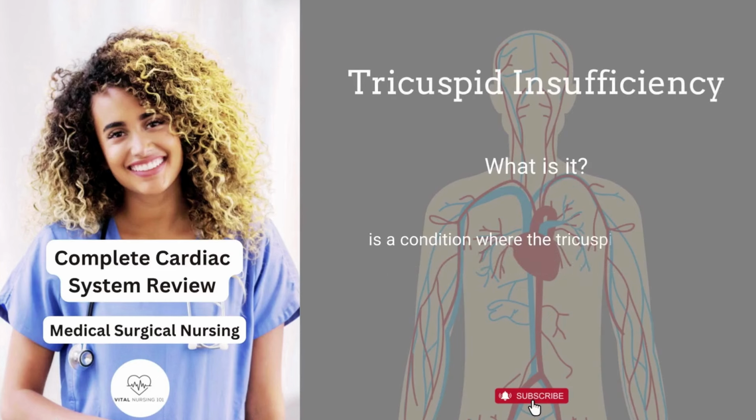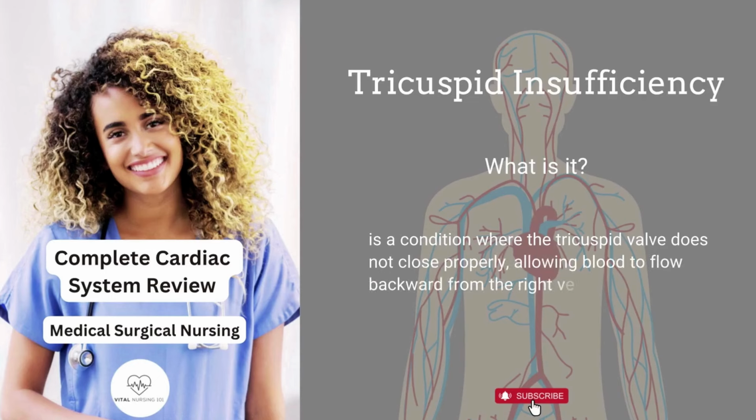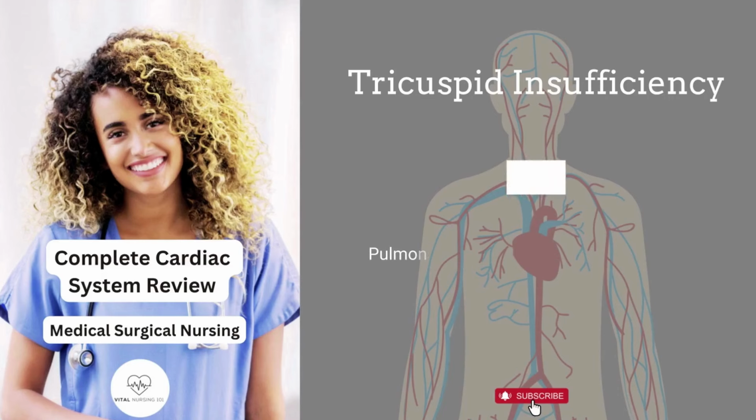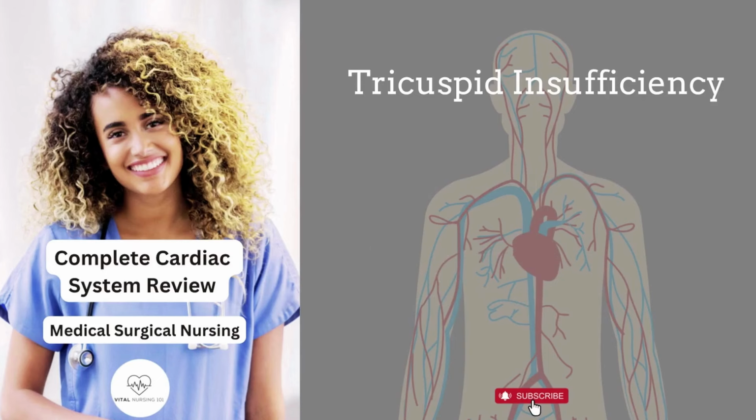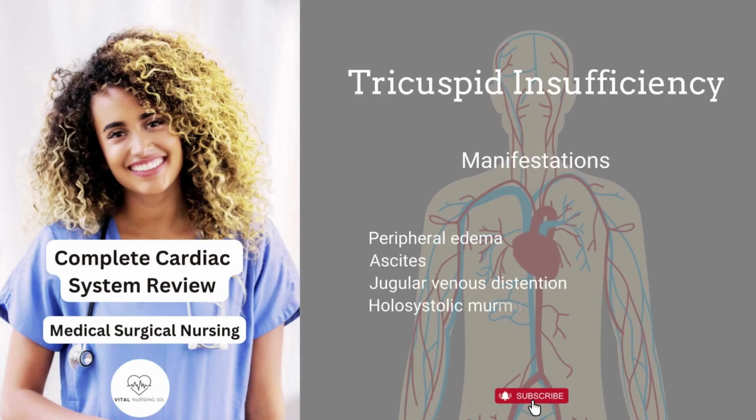Tricuspid insufficiency is a condition where the tricuspid valve does not close properly, allowing blood to flow backward from the right ventricle into the right atrium during systole. Contributing factors are the following: pulmonary hypertension, endocarditis, and rheumatic heart disease. Manifestations are the following: peripheral edema, ascites, jugular venous distension, and a holosystolic murmur at the lower sternal border.